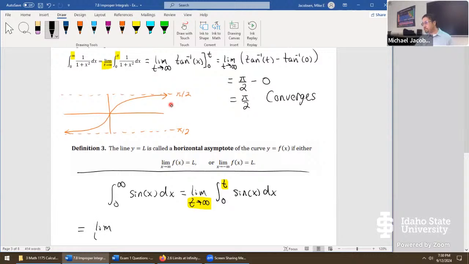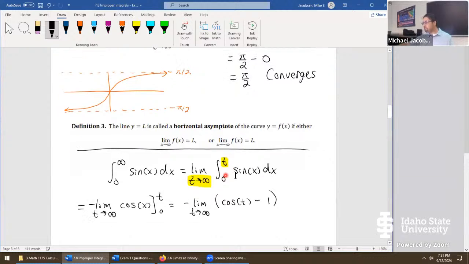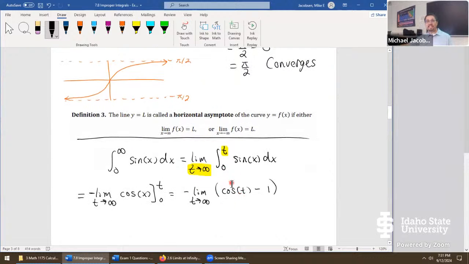This is now the limit as t goes to infinity. The antiderivative of sine x is negative cosine x. I'll put the negative up front. Cosine x has to be evaluated from 0 to t, so we use the same upper limit and lower limit from the integral. So now it's negative, limit as t goes to infinity of cosine t first, looking over here, move that red dot, minus cosine 0. Well, cosine 0 is a 1, so it's now minus 1.